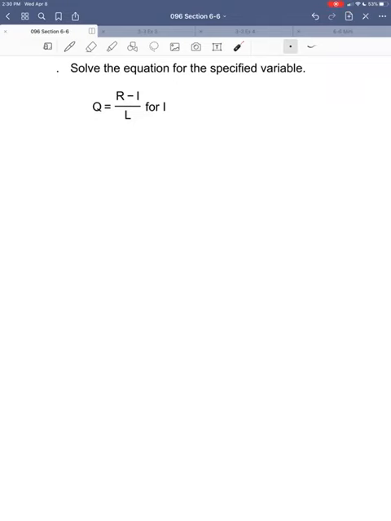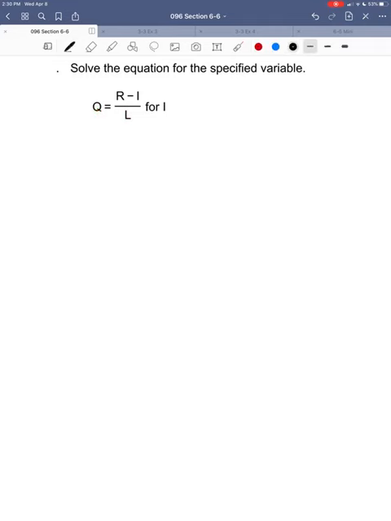The directions say that I'm supposed to solve this equation for the specified variable. The specified variable here is I. So I see that the equation has I here in the numerator. I also see, of course, that this equation has fractions in it.